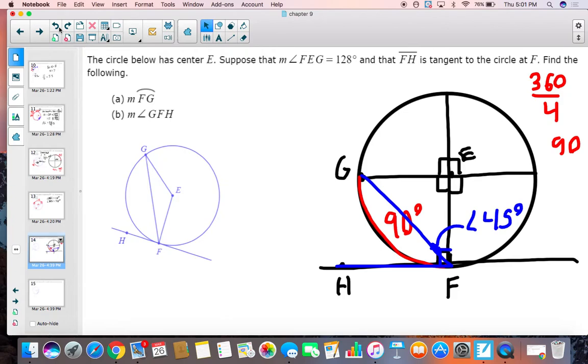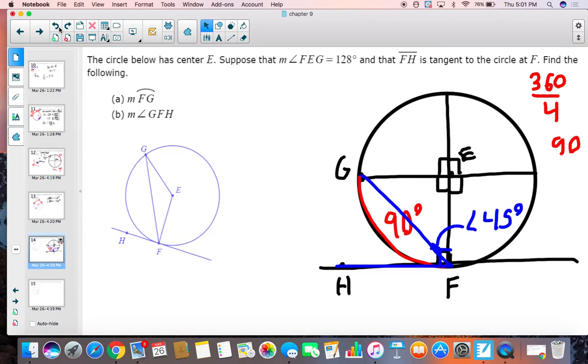Now I want you to take a look at this arc angle and the angle of the tangent and the chord where they intercept this arc. So this tangent and this chord where they intercept this arc. It's just half. It's 45 degrees.